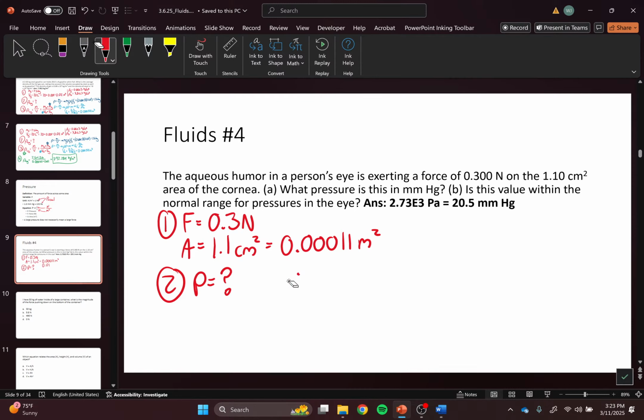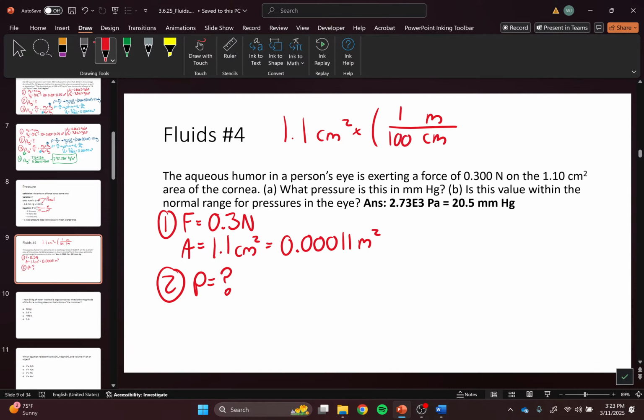When you're converting from centimeters squared to meters squared, I'm not converting centimeters once, I'm converting it twice because it's squared. So let's write that out up here. 1.1 centimeters squared. I want to convert that to meters. The second you saw centimeters, that's a red flag that you need to convert to meters. So we do this handy thing. I put centimeters on the bottom so it cancels.